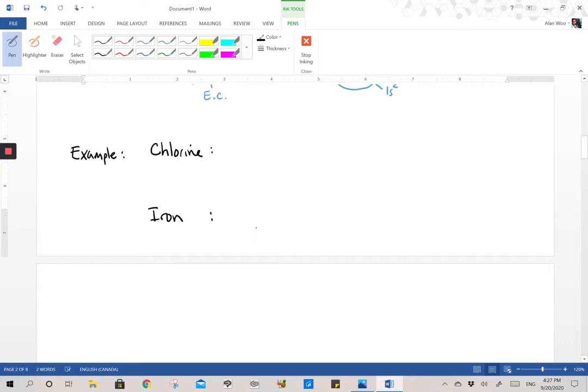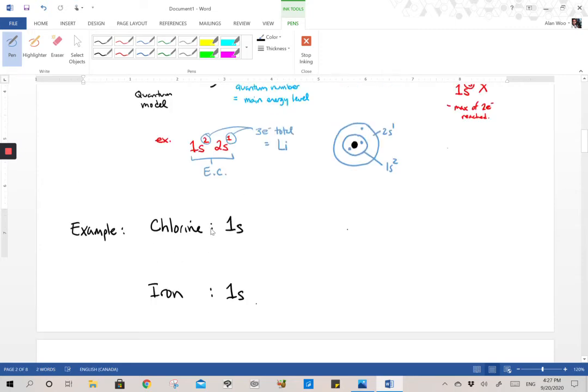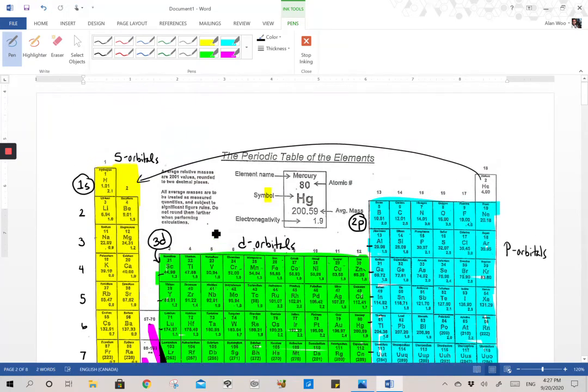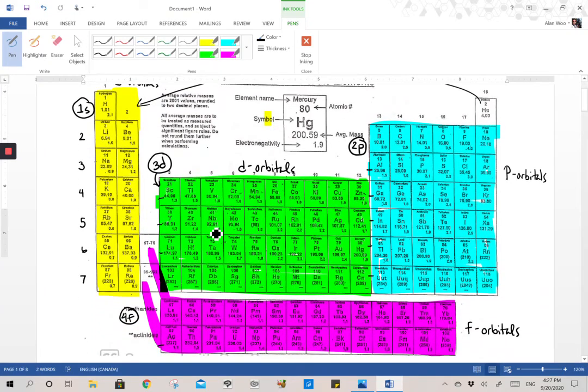Okay, so for each one you always have to start with 1s. Okay, 1s is your basic atom for hydrogen, so you start with 1s and you work your way up to chlorine and iron. So a good thing to do is look at where chlorine is. Chlorine is over here. So that means the last set of orbitals that you have to write in are the p orbitals, specifically the 3p's. For iron, the last set of orbitals that you're going to write in are the 3d orbitals.